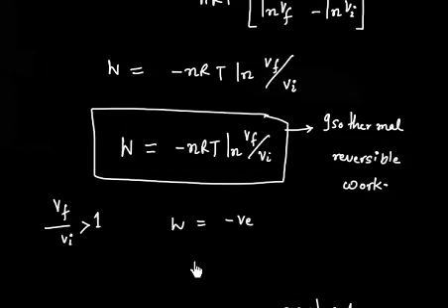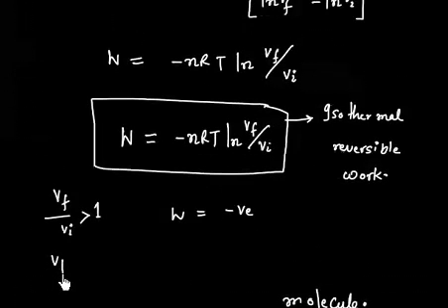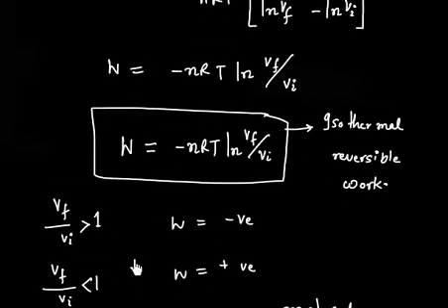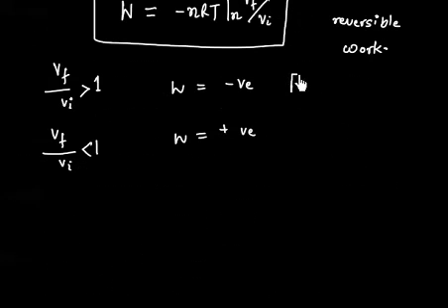And one can expect this because the system is expanding. If Vf by Vi is less than 1, work done will be positive, because for a number less than 1 the logarithm is negative, and with the minus sign it becomes positive. And this is also possible because my system is in compression, because V final is smaller than V initial. This means the system is in compression. So this is a case of expansion, and this is a case of compression.